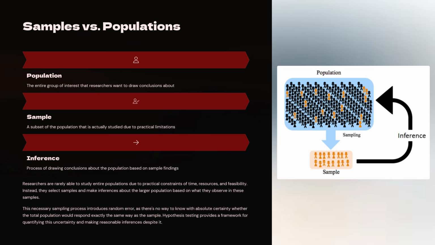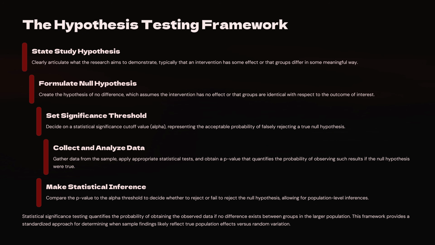So hypothesis testing is what provides a framework for quantifying this uncertainty and making a reasonable inference despite the random error that we know is always in a study. So what is this hypothesis framework that actually helps us to confidently say that random error is not causing the associations observed? Basically, we've learned about this in high school, right?